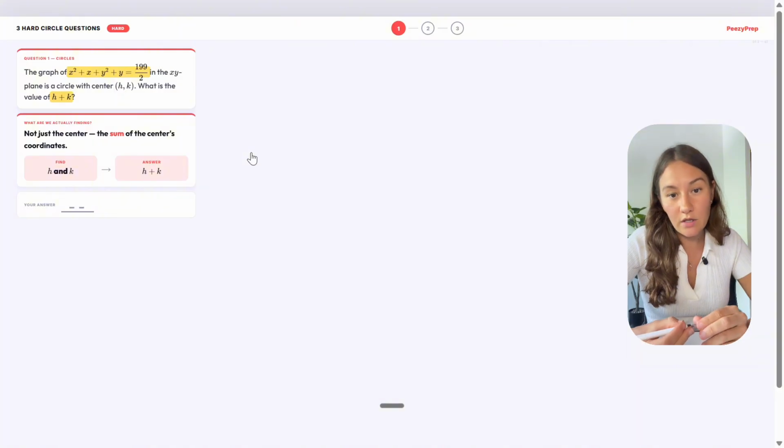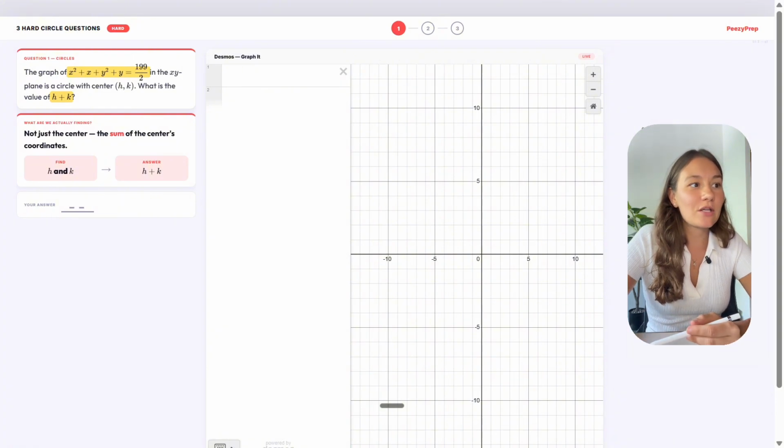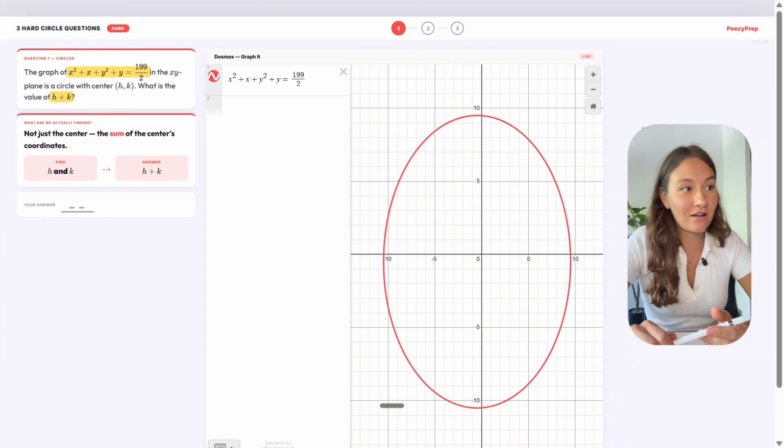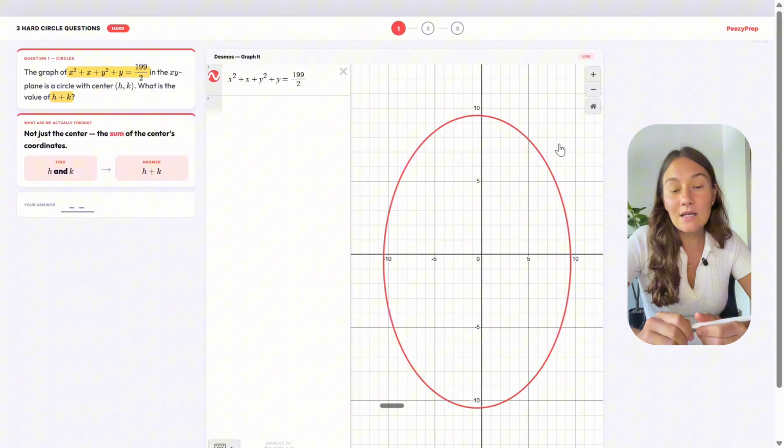There's multiple ways to do this. You can complete the square and do it algebraically, which is a little bit hairy, or you can use Desmos, my favorite way. So I'm actually going to show you guys how you leverage Desmos to solve this way, way faster than you can algebraically. So what do we actually plug into Desmos? Just the equation that you're given, x squared plus x plus y squared plus y is equal to 199 over 2.